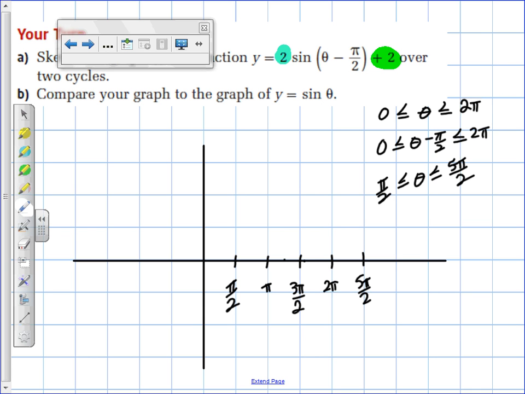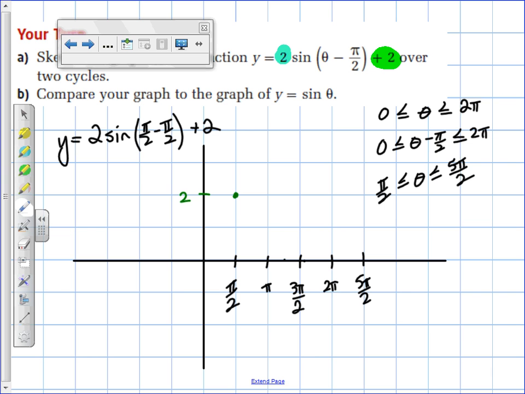So what happens now is I'm just going to take these values and plug them into this equation and get my points. I'm going to start with y equals 2 sine of my first theta, which is pi over 2. So I'm going to put in pi over 2 minus pi over 2, and then add 2 to that. So pi over 2 minus pi over 2 is 0. The sine of 0 is 0. 0 times 2 is 0. And 0 plus 2 is 2. So my graph's going to be at pi over 2 and 2. I'm going to make each one of these blocks worth 1. So that's at 2.